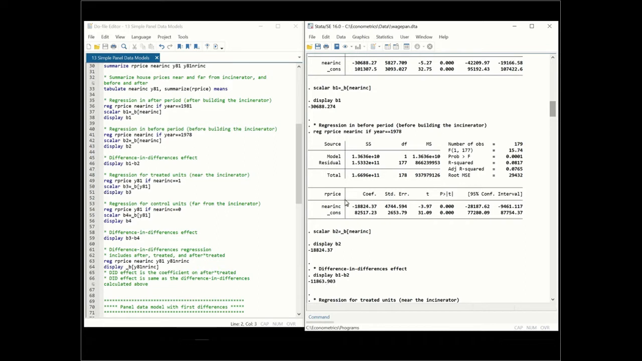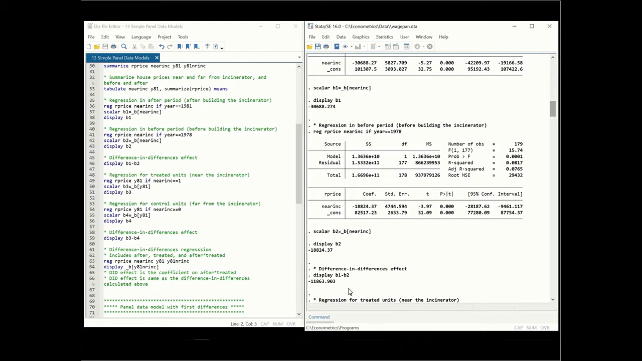So if you look at this, that coefficient here is already a difference between the houses near and far from the incinerator, and same with this one. So that's how we take the first difference. The second difference would be when we take the after period versus the before period. That's how we get the second differences. This is why they're called difference in differences, because there are two of these differences.